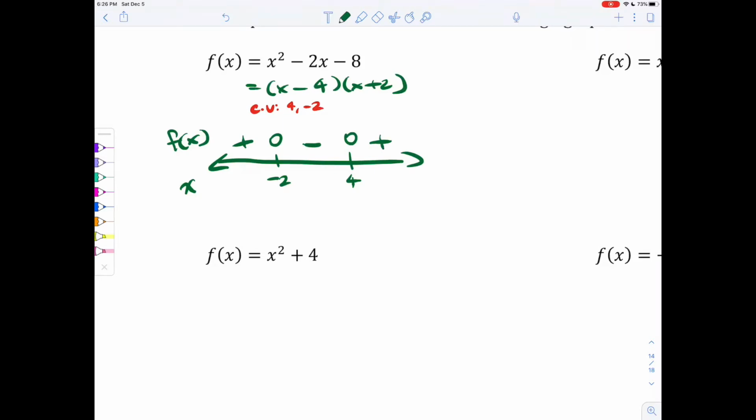Take a moment, make sure you can fill out the other ones, see what's going on. I'll do some minor explaining as we go through these, but do make sure that you are familiar with getting these sign graphs before moving on.